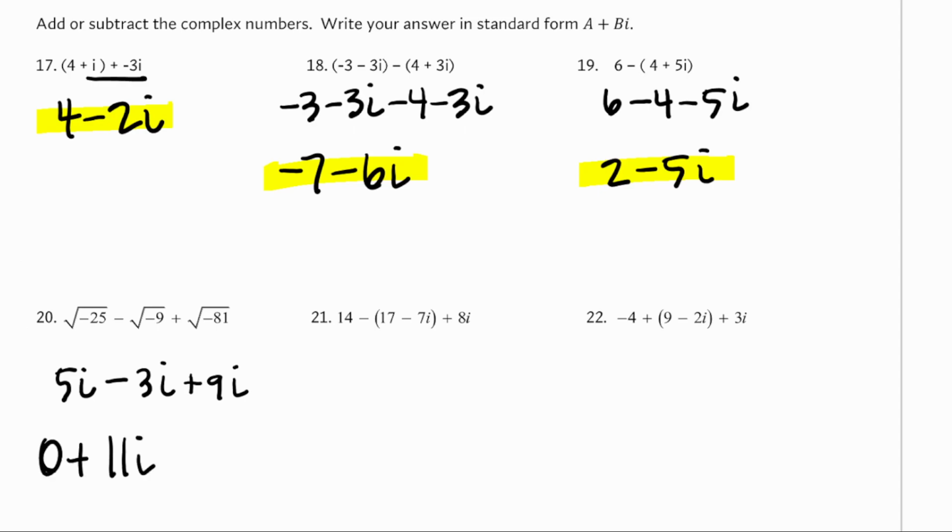And if we just had to write it as a plus bi, we'd write it like that. If you didn't give me a 0, I would still count that as standard form. I don't think you need to be writing redundant zeros. That's not what we're about.